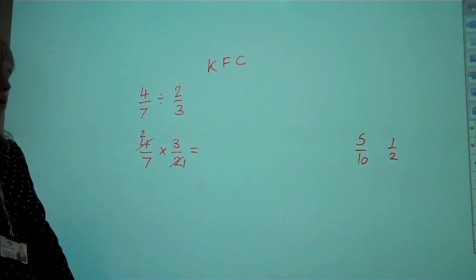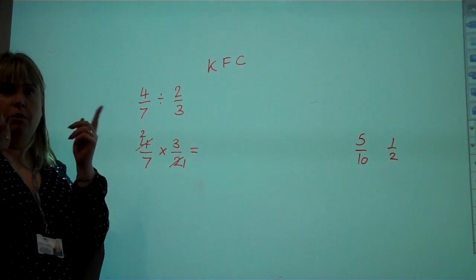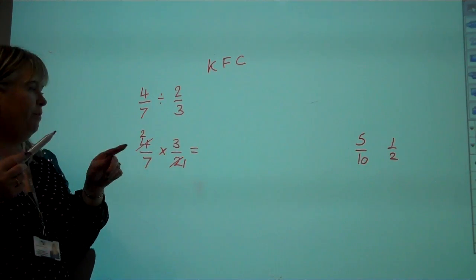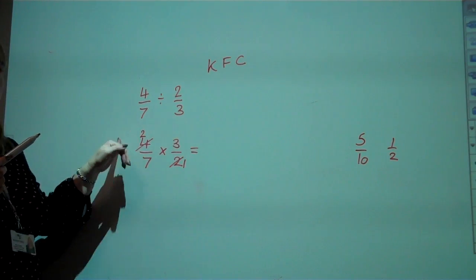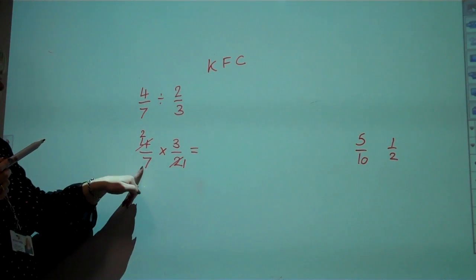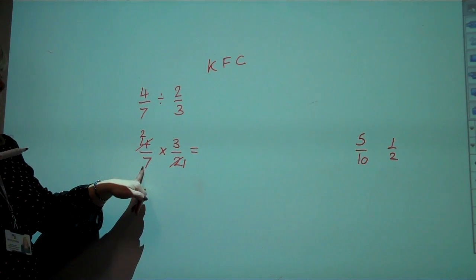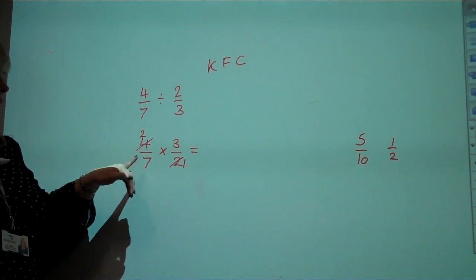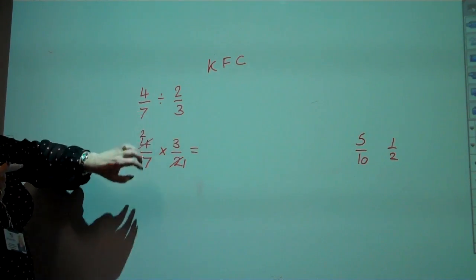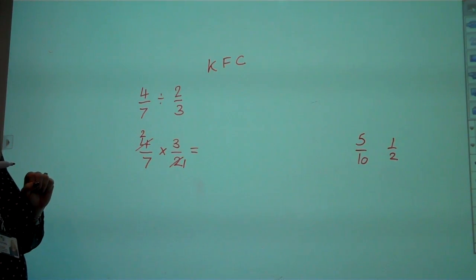Because when you multiply, you can multiply in any order. 4 times 3 is the same as 3 times 4. I'm therefore allowed to cancel anything on the top with anything on the bottom. But there isn't a number that goes into 4 and into 7. If that was like 8 underneath, I could cancel that with that, and with 2 as well.